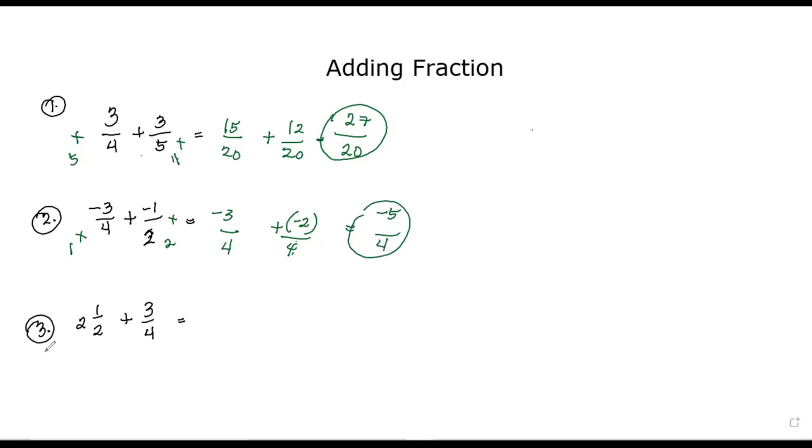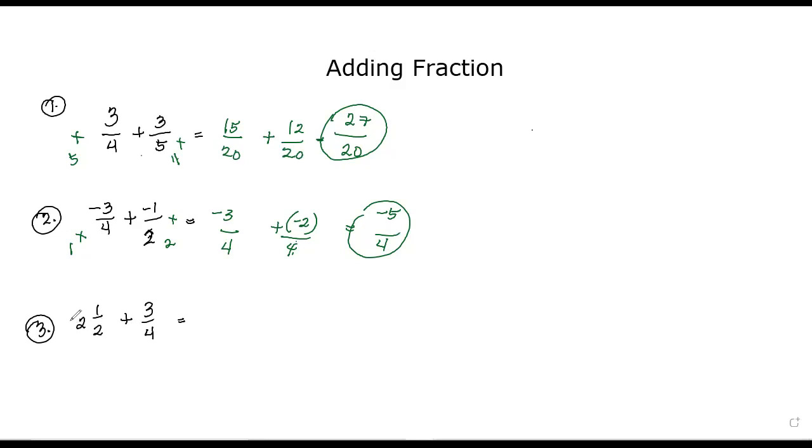Okay, so here in number 3, 2 and 1/2 plus 3 and 1/4. Before adding these fractions, you need to simplify first the mixed fraction. You need to make this an improper fraction. By doing that, we just multiply the denominator and the whole number, then add the numerator, just like this.